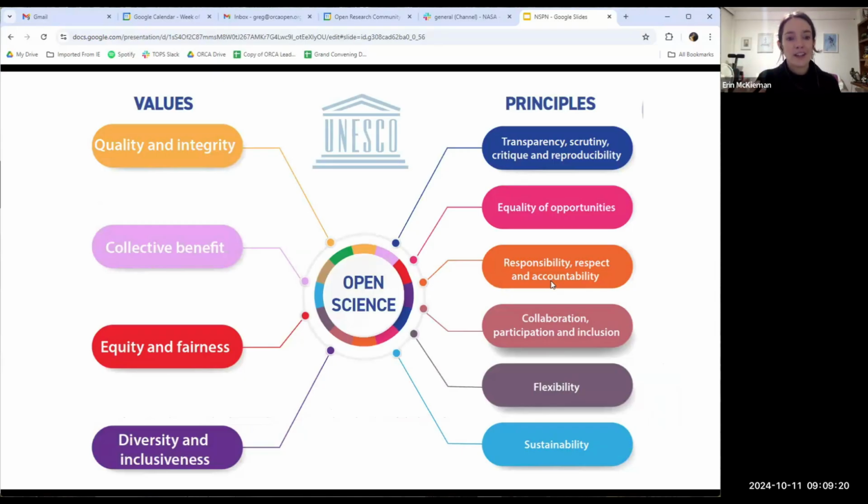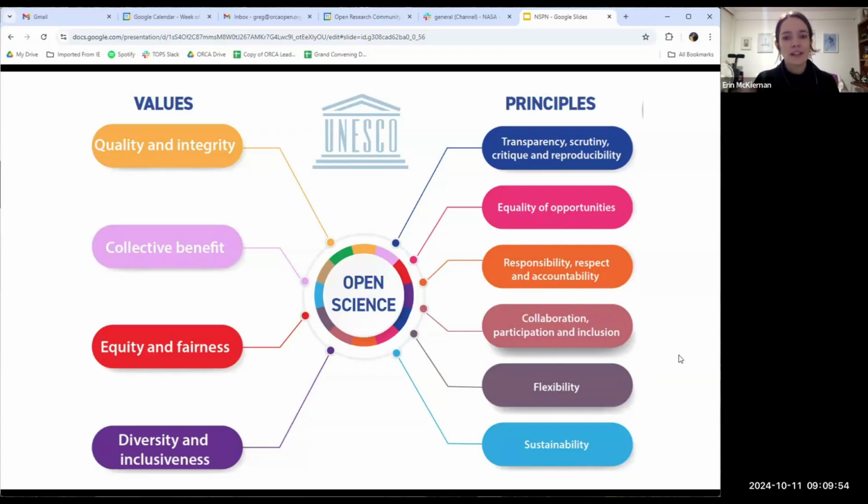If we're sharing it out in the open, we can see how well it was done, how rigorously it was done. Collective benefit of that science: if it's shared more broadly, it can impact more folks. Equity and fairness, especially in terms of the voices that are heard and the perspectives that are incorporated into the scientific process, and then diversity and inclusiveness as well, bringing in more voices, bringing in the community as well.